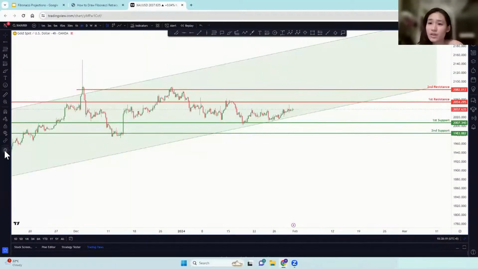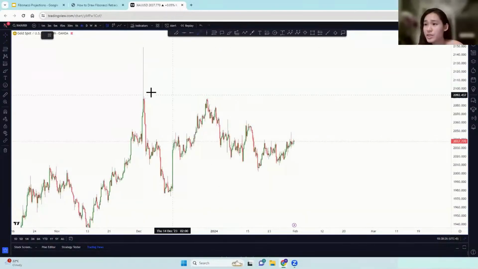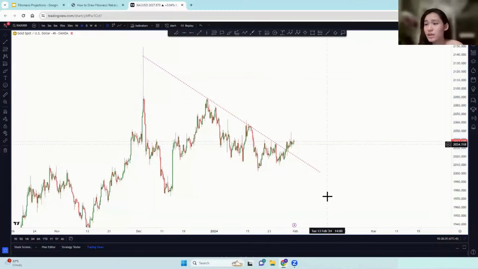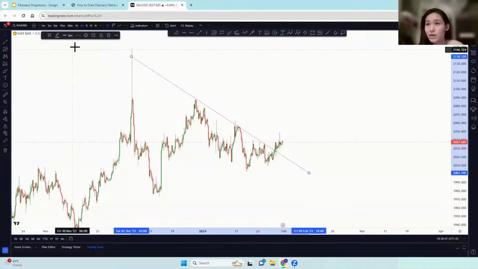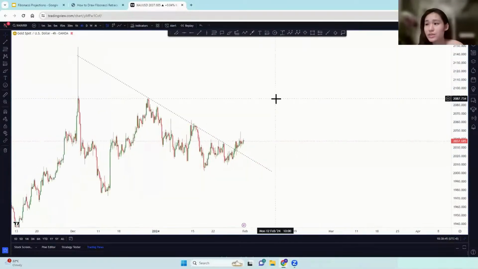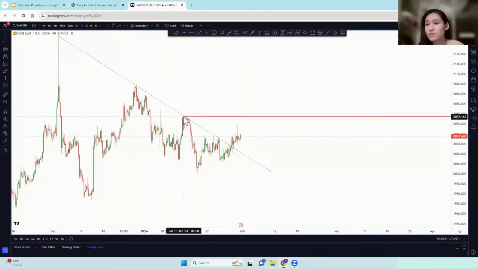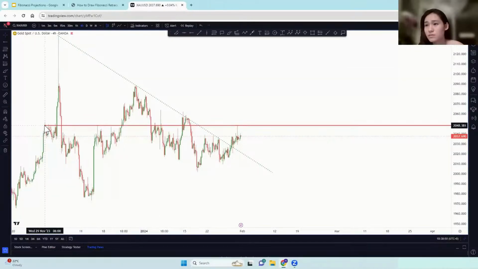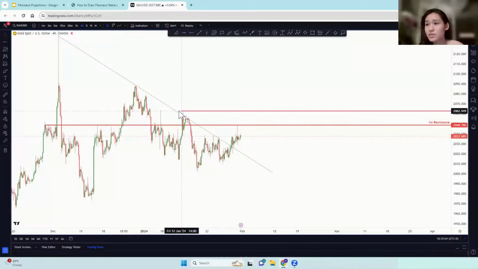Okay, let's look at our 4-hour time frame. On our 4-hour time frame, we can see that price recently broke out of this descending trend line. So that gives us a bullish signal, especially because our daily and weekly time frames all gave us bullish signals as well. This was my first resistance, and then my second resistance is here.